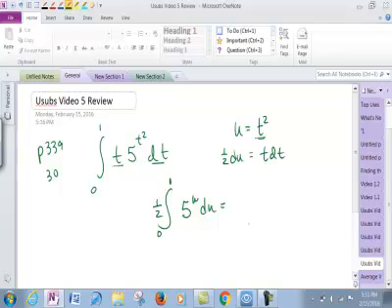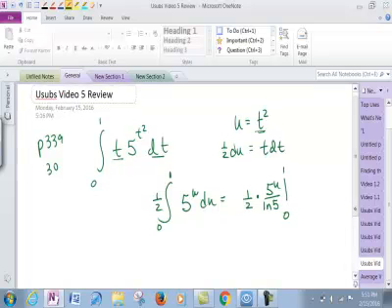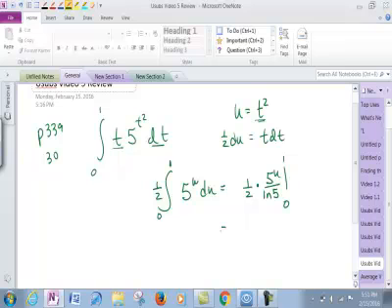So now what we need to do is take the integral of 5 to the u, and that is equal to 5 to the u over the ln of 5. Okay, we're going to evaluate that at 0 and 1, and so we get 5 to the 1 over 2 ln 5 minus 5 to the 0 over 2 ln 5.